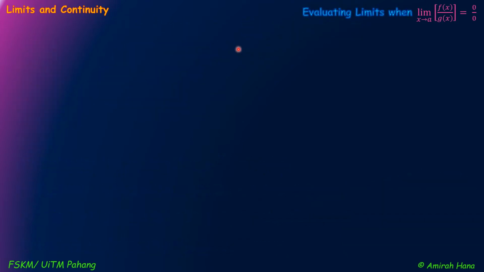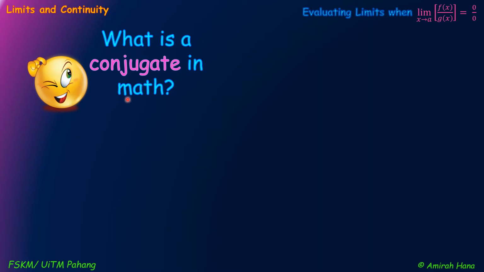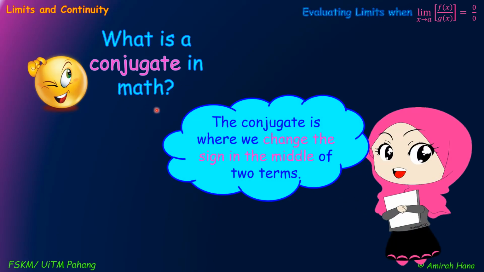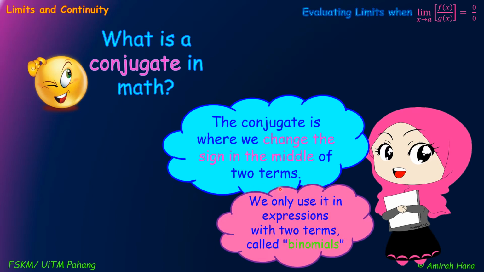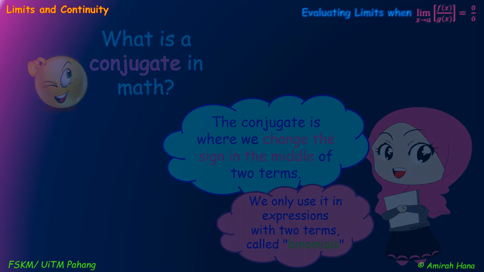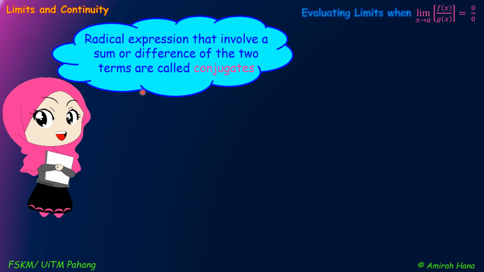Before we go further, let's look at this. What is a conjugate in math? The conjugate is where we change the sign in the middle of two terms. We only use it in expressions with two terms called binomials, right? Radical expressions that involve a sum or difference of two terms are called conjugates.